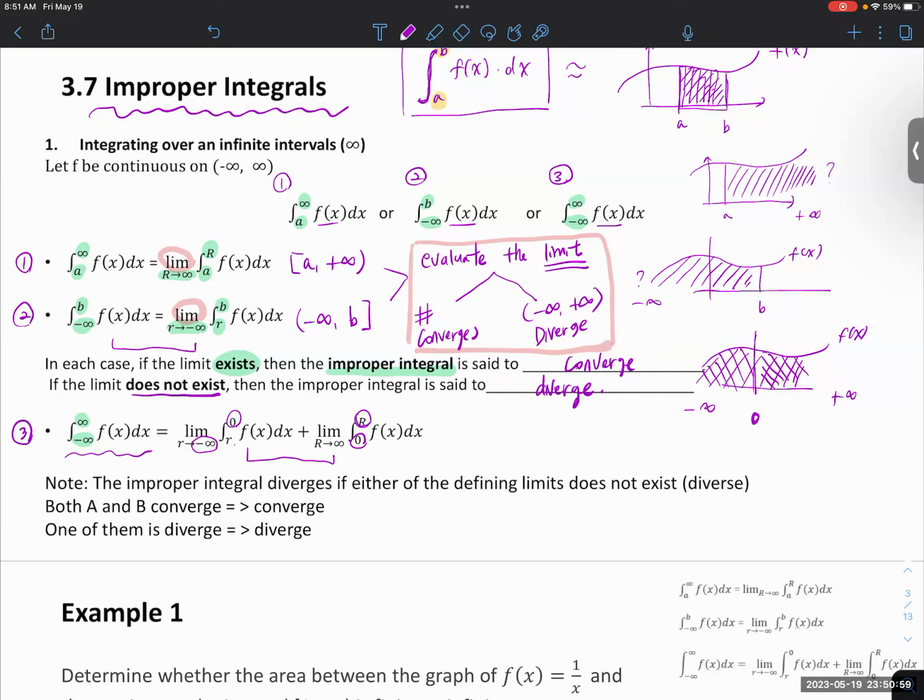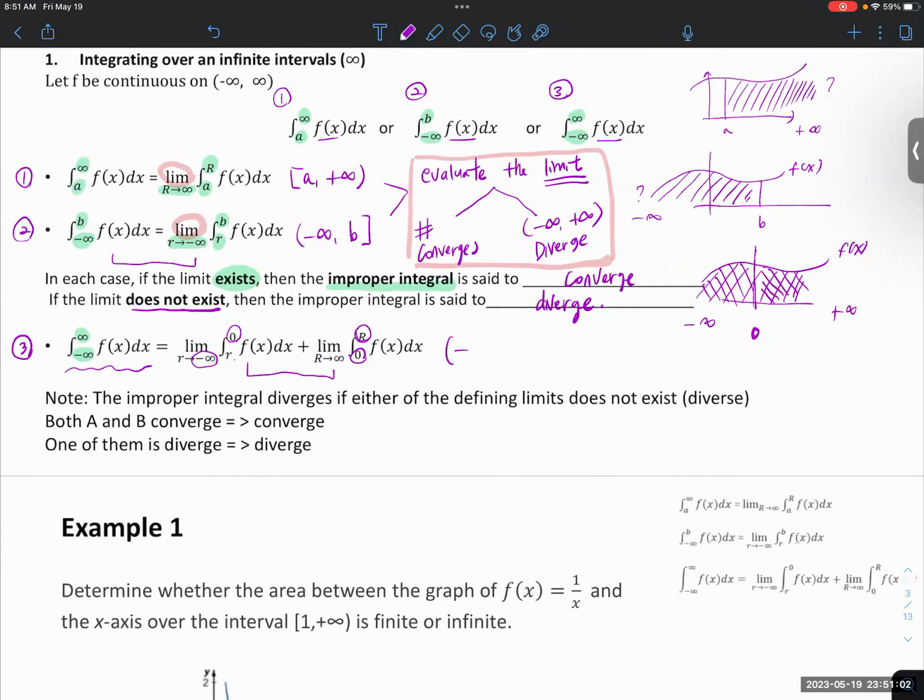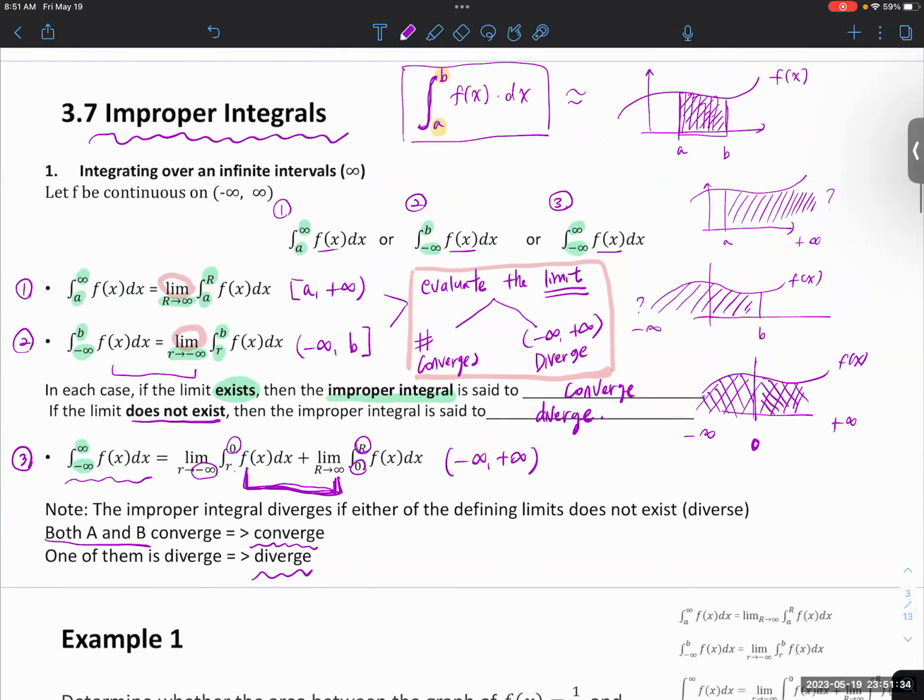So if you're adding them up, that means it's from all the negative infinity to positive infinity. Does it make sense? And then how do I know whether it is a convergence or divergence? To become a convergence answer, both A and B must have an existing limit. So if both terms A and B converge, the answer is a convergence. If one of them is divergent, automatically the entire answer will be divergent. So that's the improper integral, a very understandable concept. I'm not saying it is easy, but it's pretty understandable.